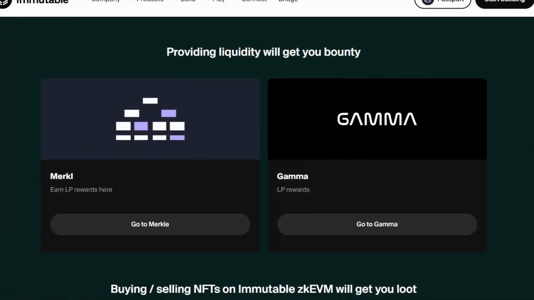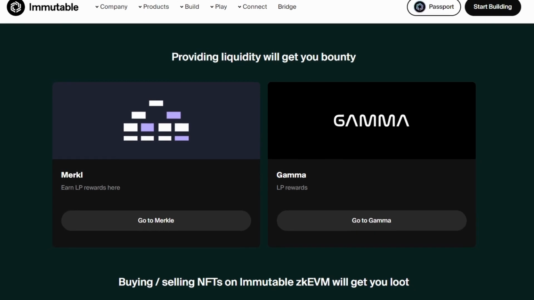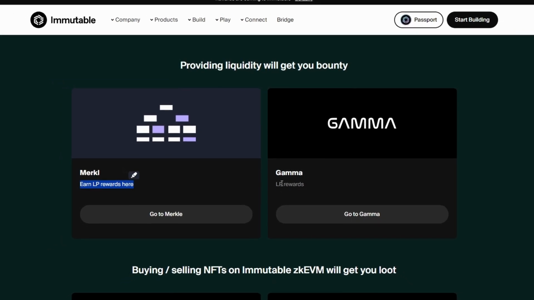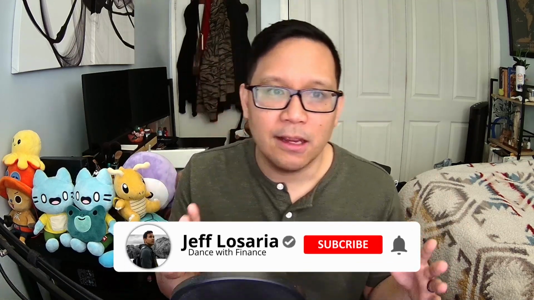On the Immutable zkEVM rewards page, it says providing liquidity will get you bounty. And then it lists these two platforms underneath, Merkle and Gamma. To fully understand this piece of the rewards program, I'm going to need to explain a few things, especially for those in the community who are new to decentralized finance, or DeFi. We're going to break it down into simple terms so that you can easily understand and possibly get involved.